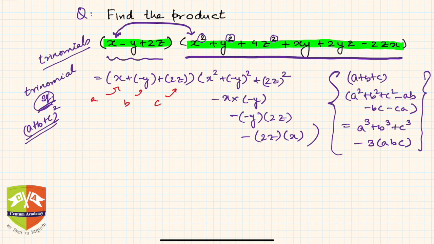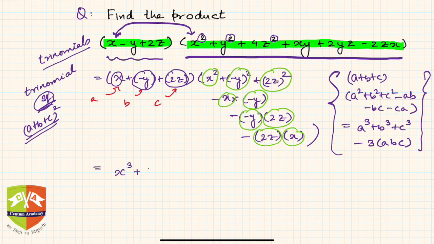If you see, this clearly indicates this is A, this is B, this is C, and these ones are A square, B square, C square, minus AB, minus BC, and minus CA, right? Which fits into this identity. Hence the final result would be nothing but x cube plus minus y whole cube, because minus y is playing the role of b, and 2z whole cube, then minus 3 times a, b, c, where a is x, b is minus y, and c is 2z.